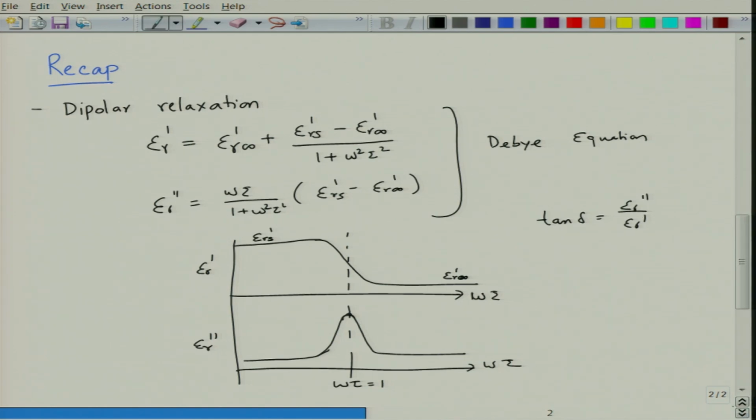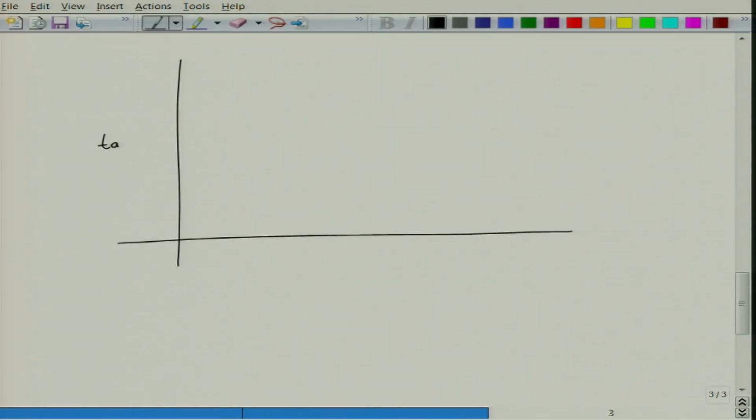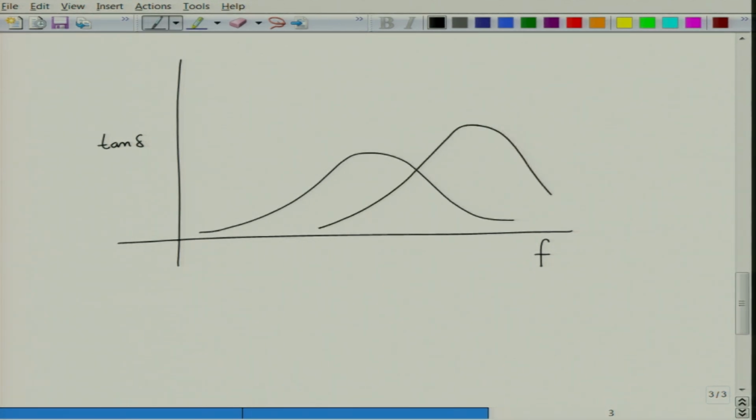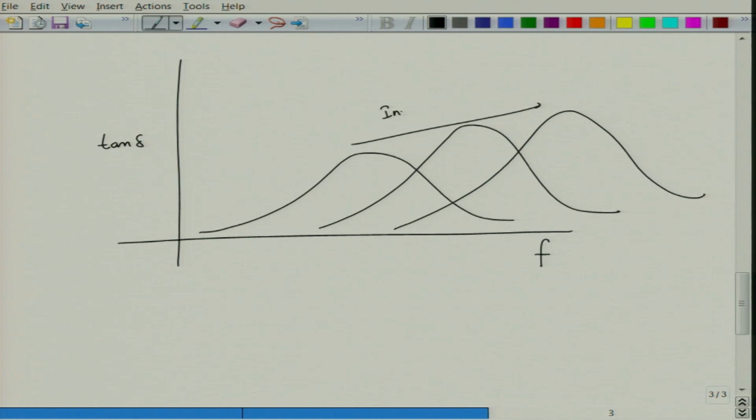Now this process is temperature dependent because the relaxation time is a temperature dependent entity. So, when you look at the variation of tan delta as a function of frequency, let us say at lower temperature this is the frequency, at higher temperature it tends to show a rightward shift. So, this is how it will vary with increasing temperature. So, the relaxation will occur at a certain frequency.